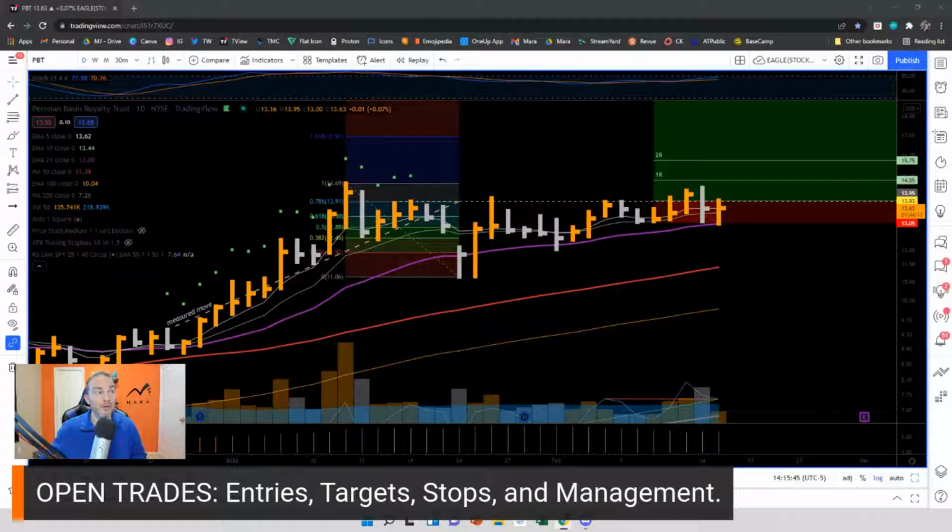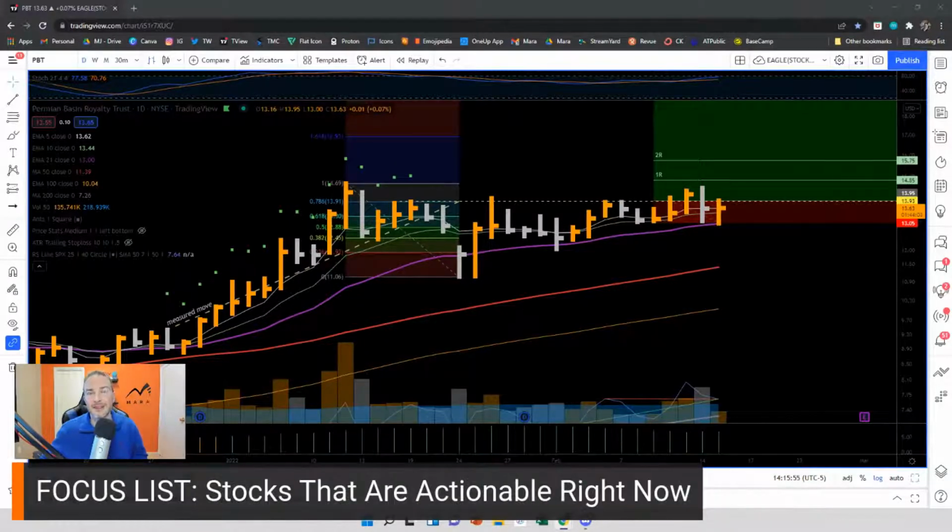100% cash across the board, and so far, cash is crushing it this year, beating the indexes by about 13%. Anyway, let's move on to the focus list.